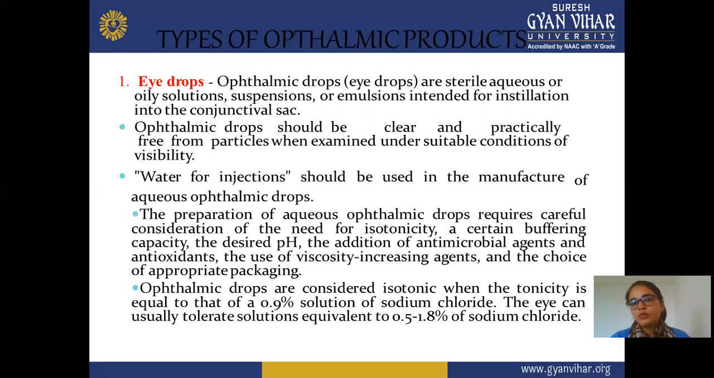Next is the types of ophthalmic products. So ophthalmic products are available in different types. The first is eye drop. Eye drop, another name of which is ophthalmic drop, is a sterile aqueous or oily solution, suspension or emulsion intended for instillation into the conjunctival sac.